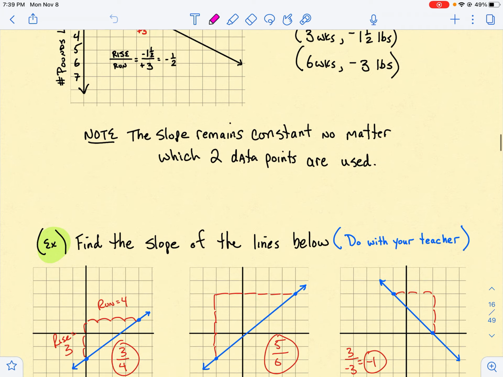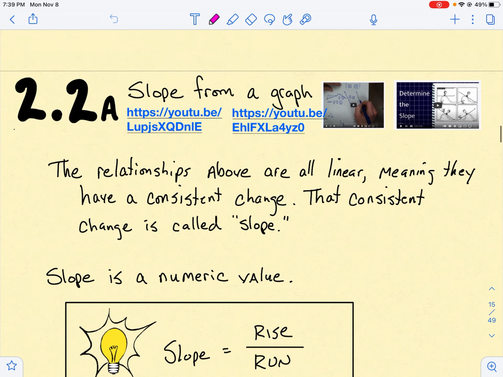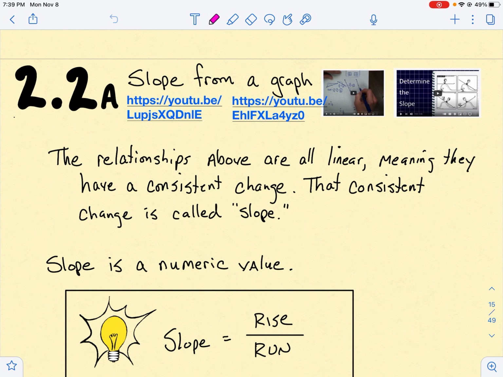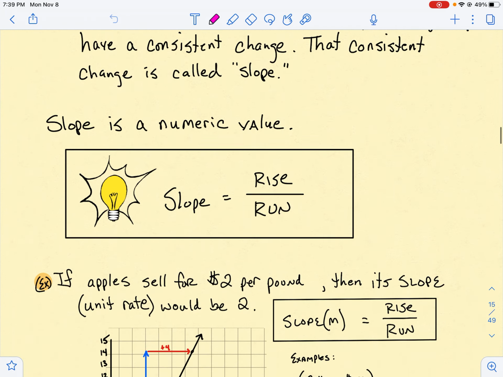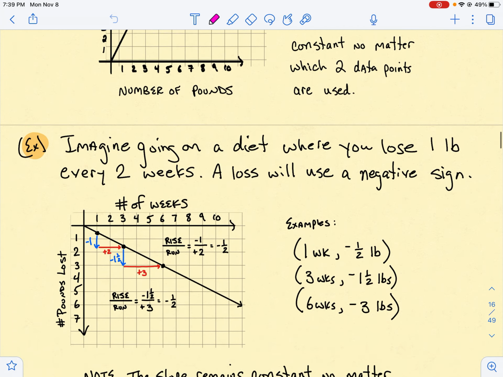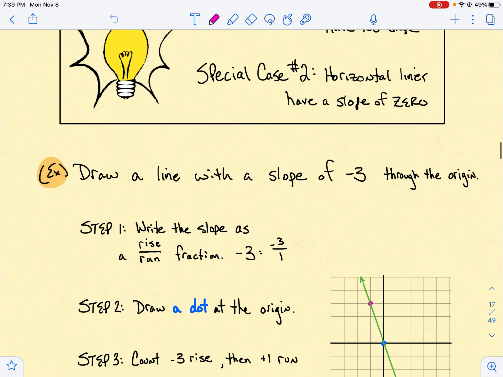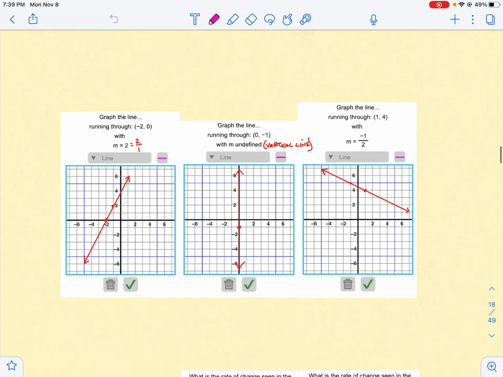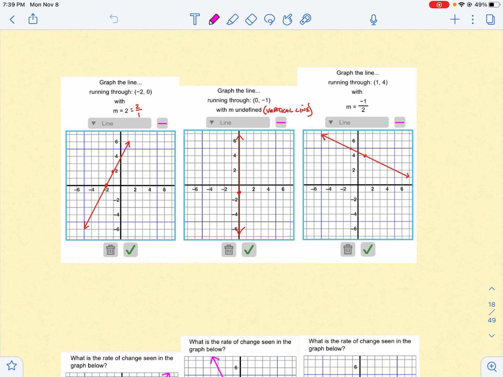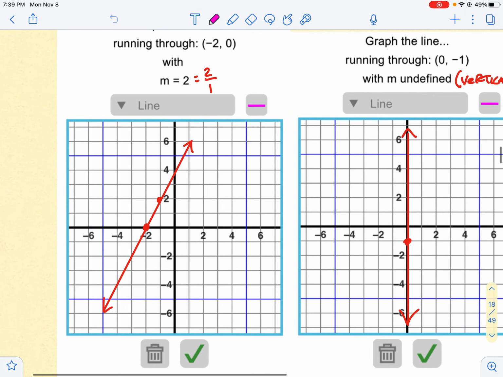Now, let's go ahead and start with this page, this section that says 2.2a, slope from a graph. And all I'm going to do is go through and go over the answers, just like I would have if I were in class. The only difference is a different color. There's the light bulb that we talked about. Here's the examples. And I'm going to go right across. I'm going to do these quickly because in many classes I've already done this.